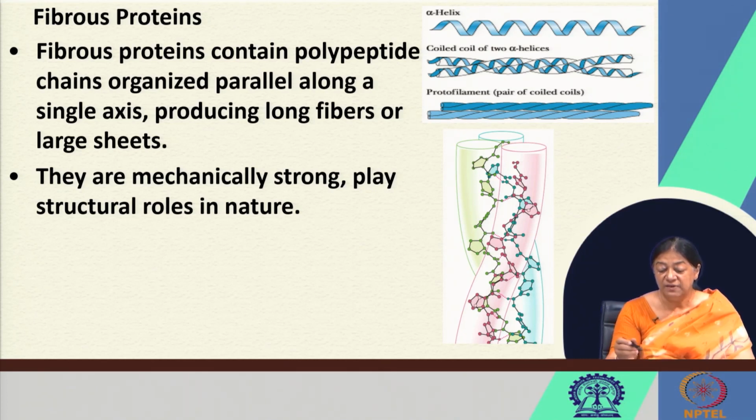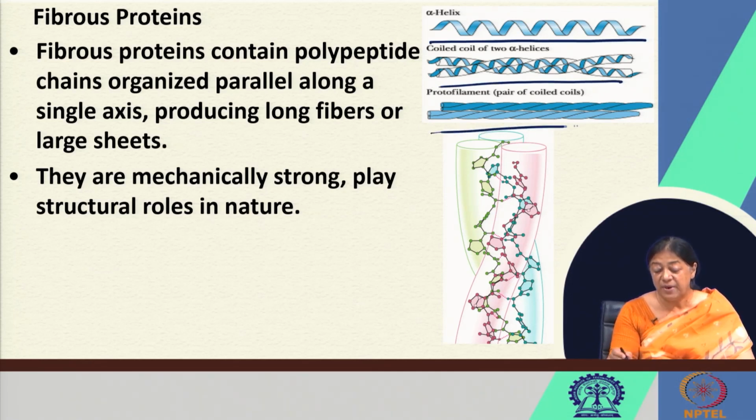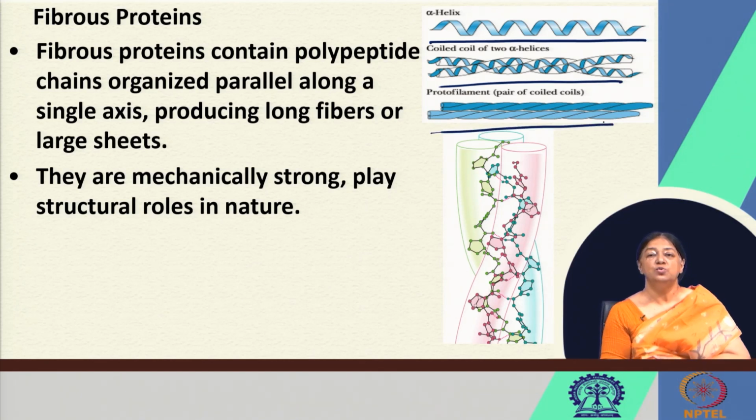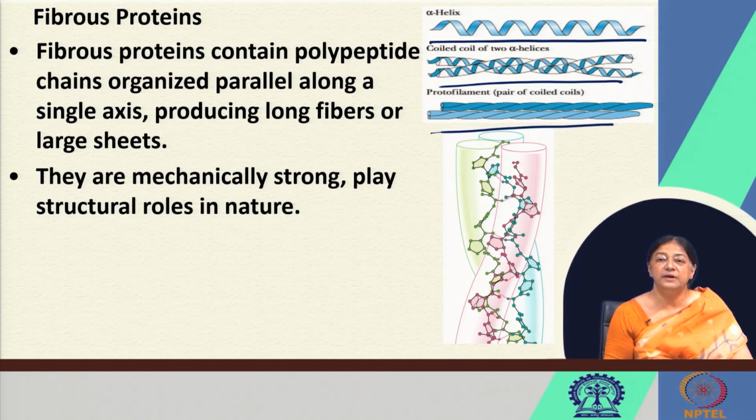So, what we have is we can have a helix. This is a coiled coil of 2 alpha helices, and here we have a pair of coiled coils, which looks like a fiber. And because of their fibrous nature, we will look at some specific examples. These are mechanically very strong and they play structural roles in nature.